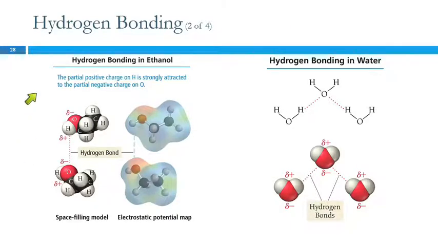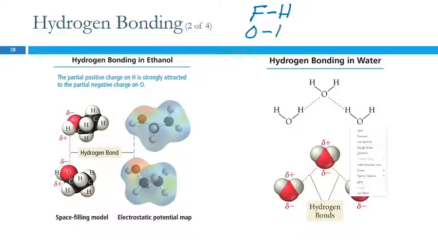So here we're looking at hydrogen bonding in ethanol and hydrogen bonding in water. I'm going to do water first. So here are structures for water, and it has a bent structure, and so it's a polar molecule. We have oxygen on this end and hydrogen on that end. We have an oxygen-hydrogen bond. So we need fluorine to hydrogen, oxygen to hydrogen, or nitrogen to hydrogen.